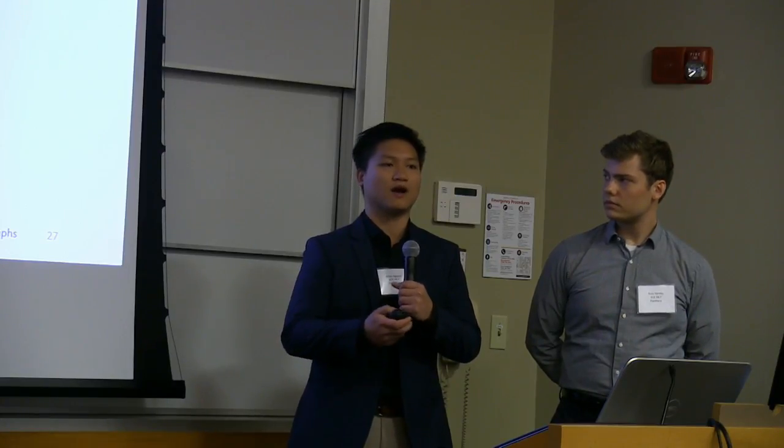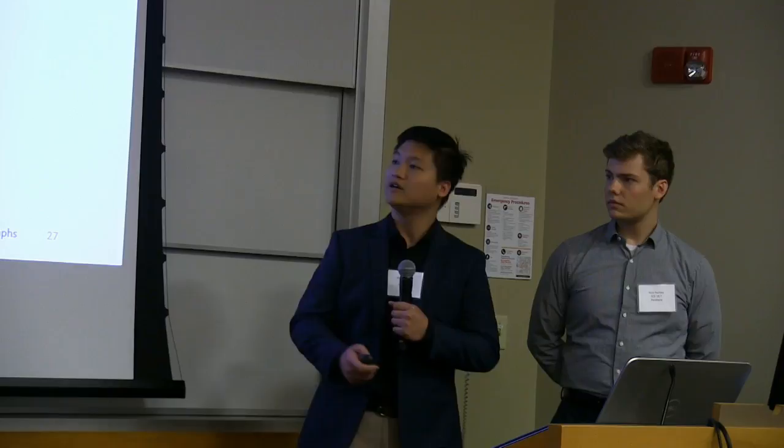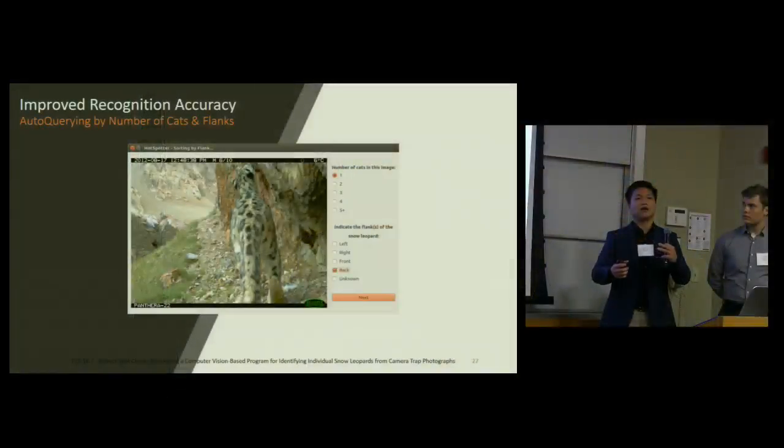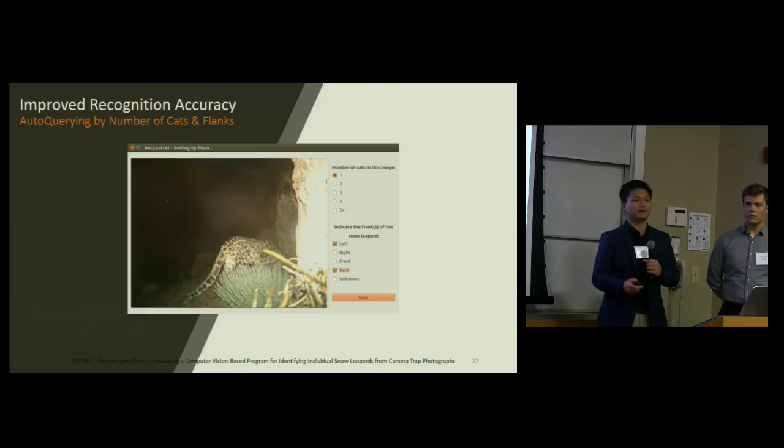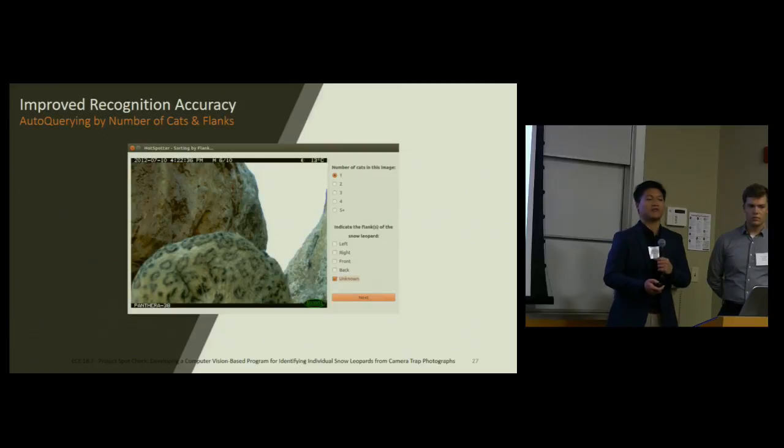So this new prototype, as you can see right here, separates a database of snow leopard images into sets of images of snow leopard with the same side. So let's say it's going to separate a database of snow leopard images into left side, right side, front and back, like you can see here. And so thanks to this module, the other processes of Hotspotter are going to increase in recognition accuracy.